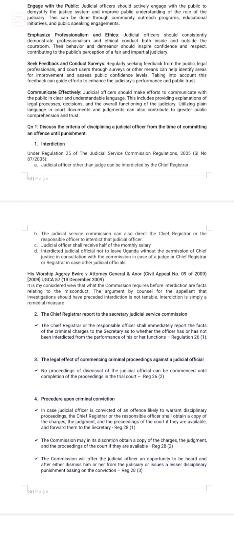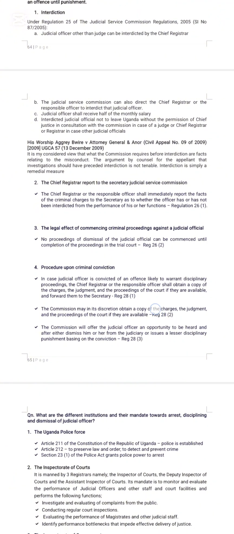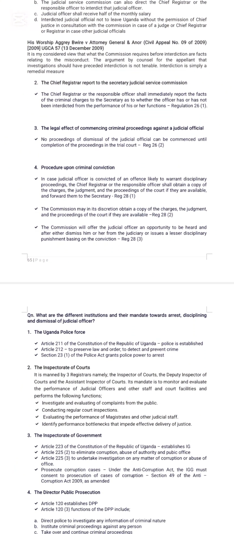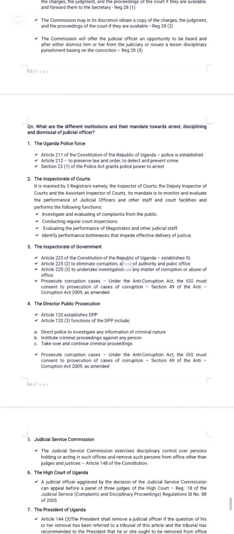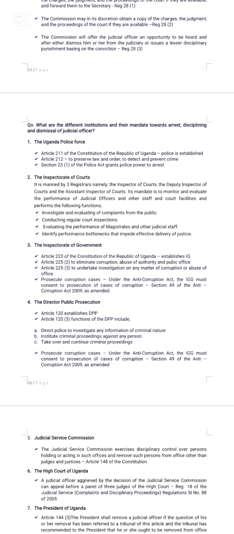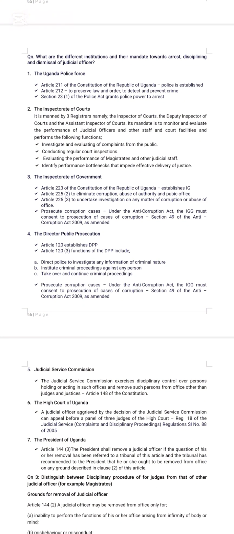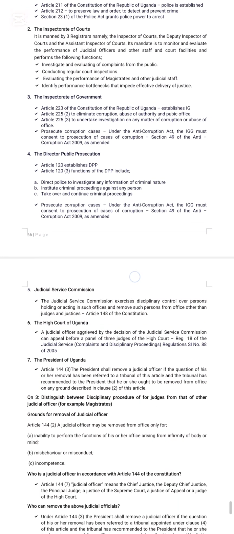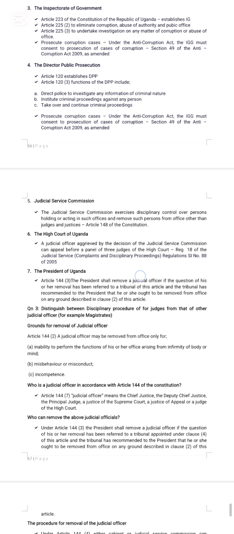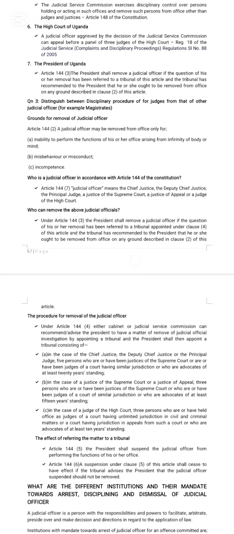Discuss the criteria of disciplining a judicial officer from the time of committing an offense until punishment, interdiction. We have the Chief Justice report, the legal effect of commencing, procedure upon criminal conviction. What are the different institutions and their mandate towards arrest, discipline, and dismissal of judicial officers? The Uganda Police, Inspector of Courts, Inspector of Government, Director of Public Prosecutions, Judicial Service Commission, the High Court of Uganda, the President of Uganda.